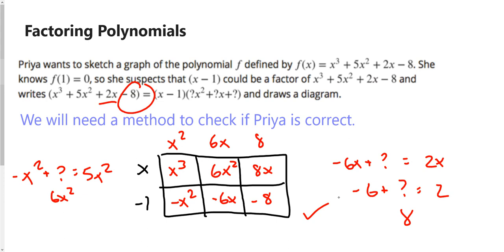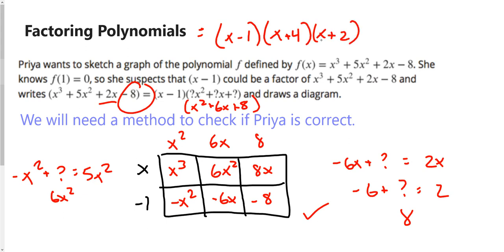It works. So my polynomial is x squared plus 6x plus 8. Hey, guess what? That factors. You might recognize that. What two numbers add to 6 and multiply to 8? It is 4 and 2. So the whole polynomial factors as x minus 1 times x plus 4 times x plus 2. Look at that. We just factored the whole thing. How fancy is that? Now that is some algebra right there.